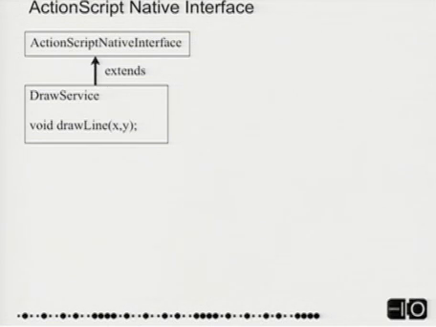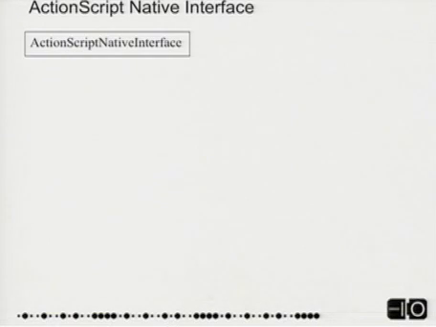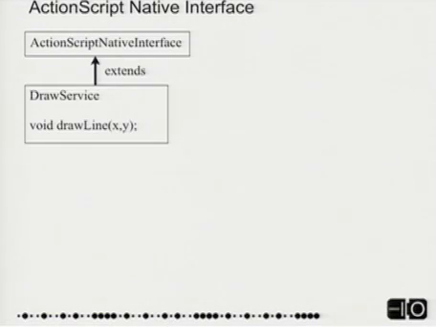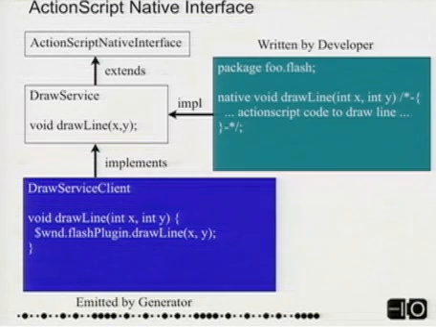But here's what we'd like to do. We'd like to say I have an ActionScript native interface. It's a tagging interface. I'll make a new interface called drawService and have a method called drawLine. The generator generates this drawService client. It's a JSNI method. It calls window.flashplugin.drawLine. How does that drawLine function get attached to the Flash plugin? Well, we'll see that in a second.